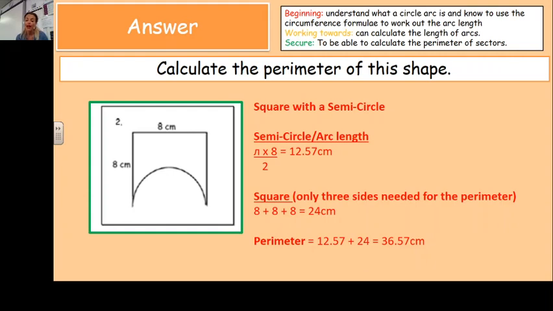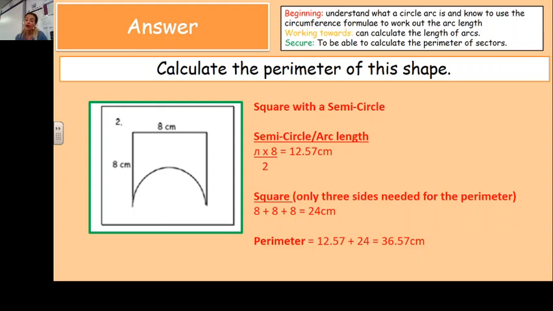Then if we look at the square, again it's only 3 sides because the 4th side is not included within the perimeter. So 8 add 8 add 8 gives us 24. And then to work out the full perimeter of the final shape, it's the arc length, which was 12.57, add the 24, which is a perimeter of 36.57 centimetres.